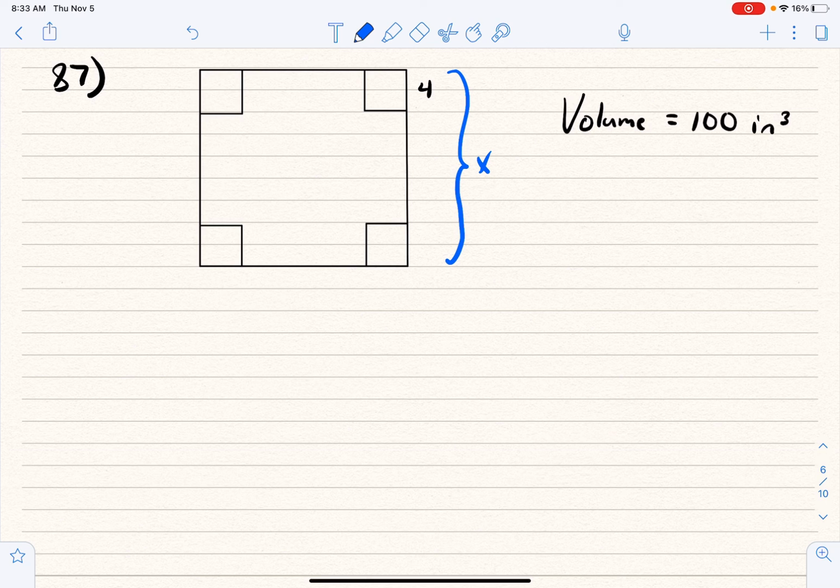But I think to label that x, that's a bad idea. I think that's just going to make this harder. So what I do is I go, let's say that this part right here is x. Because we know that this is 4, and that would mean that this part right here is x, and this is 4, and so on, all the way around.